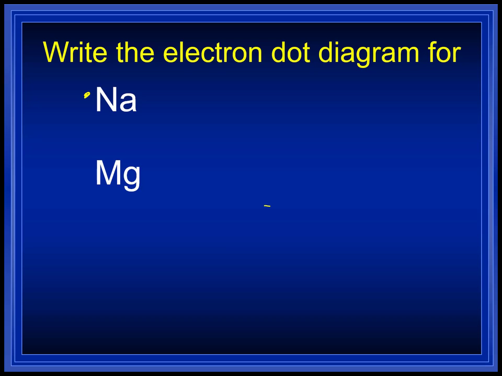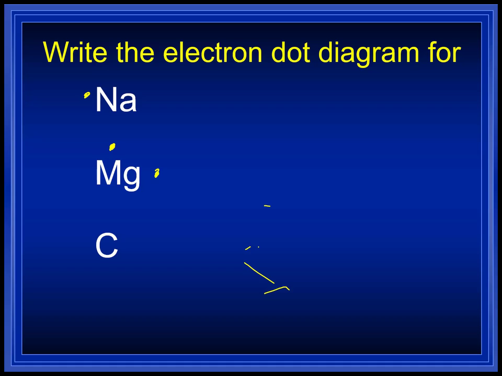How about Mg? How about magnesium? So magnesium, group 2A, 2 dots. First dot can go anywhere. Second dot can go anywhere except the same side as the first one. So you can put them on opposite sides, one on top, one on the left, one on top, one on the right. It doesn't matter.